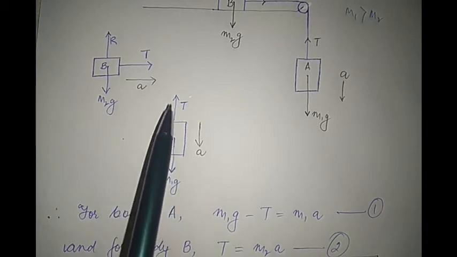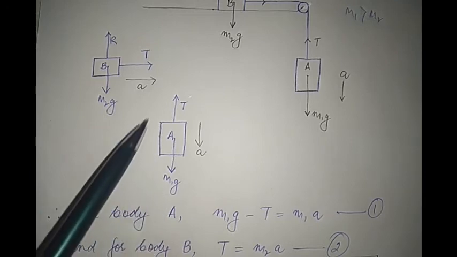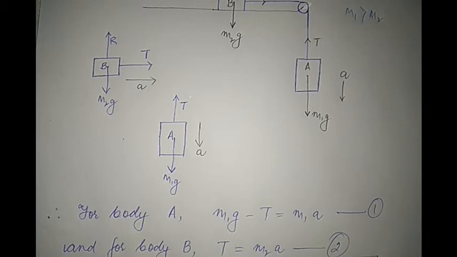And for body A we have two forces: m1g, the weight of body A acting in the vertically downward direction, and the force of tension T acting in the upward direction. Since the overall motion of body A is in the downward direction, m1g is greater than T. So to say, a net force m1g minus T acts on body A, which produces an acceleration a acting in the downward direction. Therefore for body A, the net force acting on it, m1g minus T, is equal to its mass m1 times the acceleration produced in it, according to Newton's second law of motion.